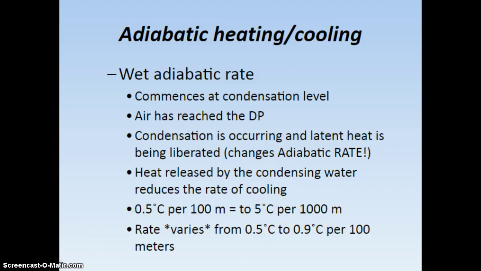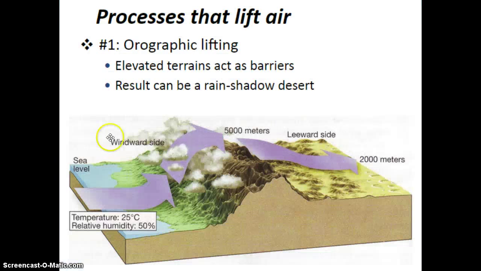So now we have 4 different ways in which air can rise. The first process is orographic lifting, and this is where we'll do most of our calculations from. This just implies some physical terrain has changed a little bit. There's a barrier that forces air to rise. And the results then, in this case, will lead to a rain shadow desert.